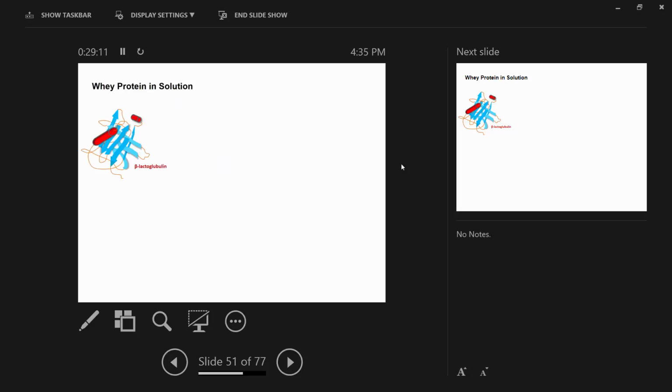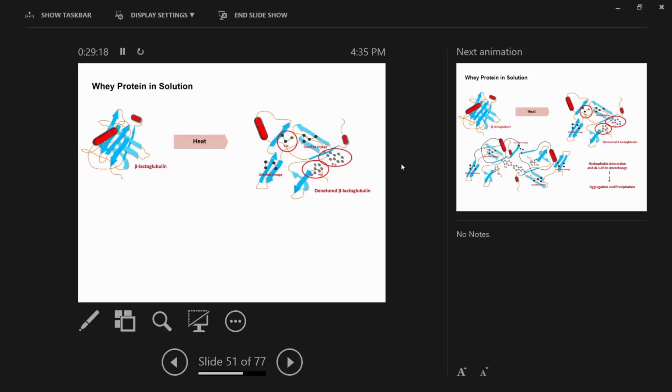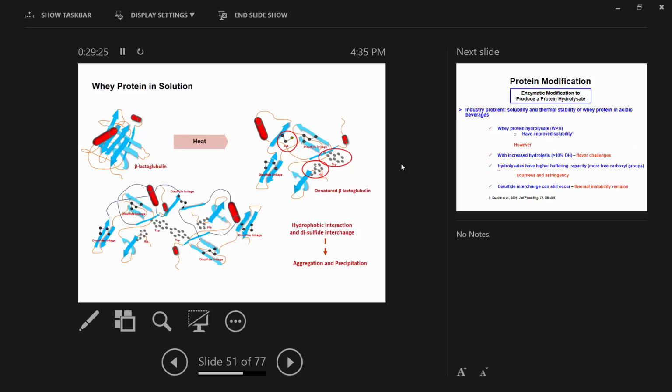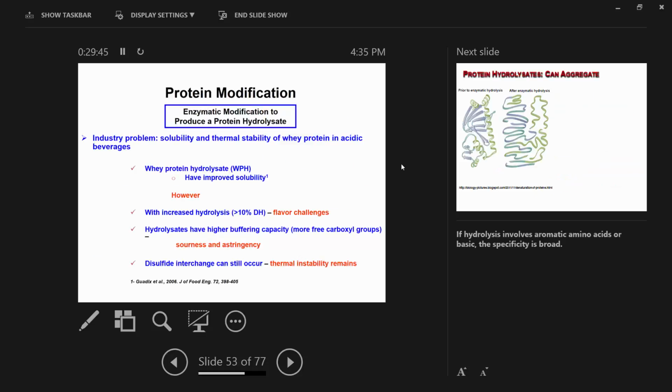So this is your beta-lactoglobulin, one of the whey proteins. You heat, it will denature, it will expose hydrophobic groups and a free sulfhydryl group. And then in the proximity of another beta-lactoglobulin molecule, disulfide linkages will take place, hydrophobic interactions will happen, bigger molecule, the bigger polymer, and then you will have aggregation and precipitation over time. So that is the problem.